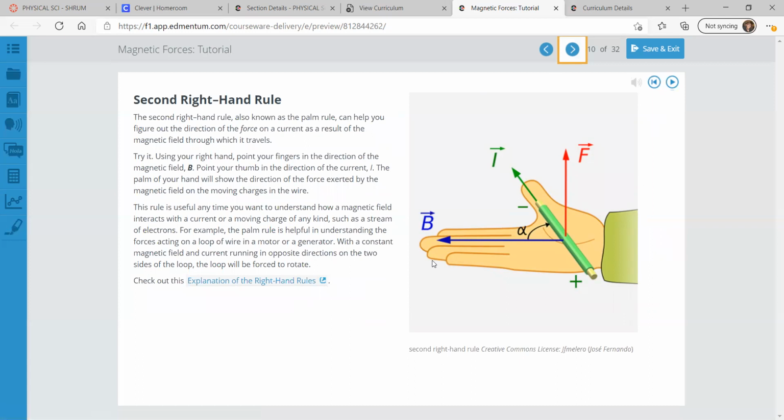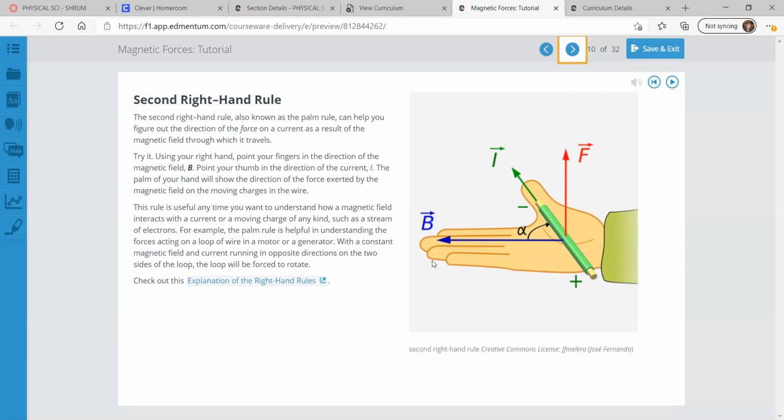So using your right hand, you're going to point your fingers in the direction of the magnetic field, B. Point your thumb in the direction of the current, I. And the palm of your hand will show the direction of the force exerted by the magnetic field on the moving charges in the wire. This rule is useful anytime you want to understand how a magnetic field interacts with a current or a moving charge of any kind, such as a stream of electrons.